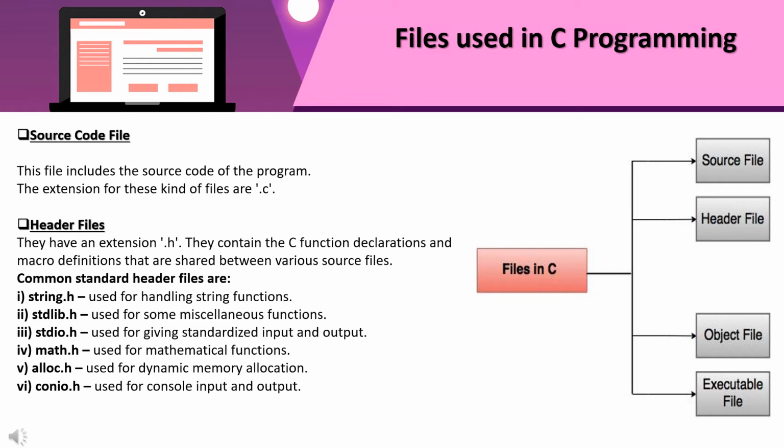Now here we have to know what are the files used in C. There are four types of files like source file, header file, object file and executable file.